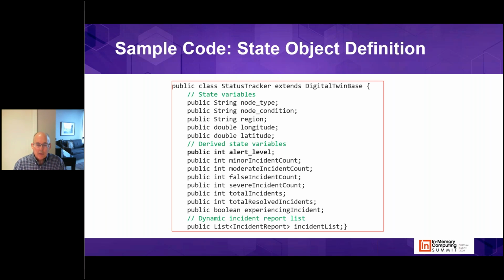So one of the things that we're seeing here is that when we receive raw telemetry, for example, node condition towards the top is raw telemetry, when this comes in, we can then update the counts and use these counts to create heuristics that allow us to generate this derived value called alert level in this sample. Note that you also can keep lists of messages or incidents that occur, say when a major incident occurs, keep an incident list. So this is all up to the application developer.